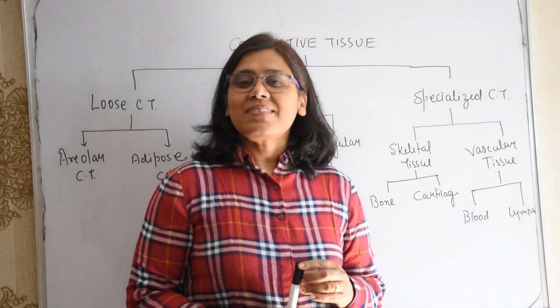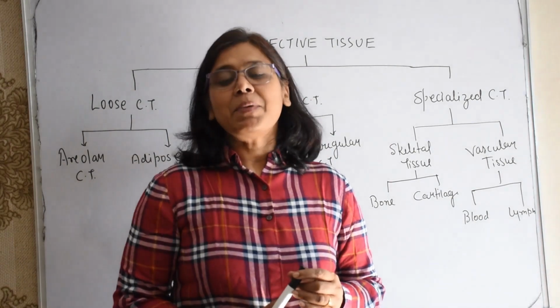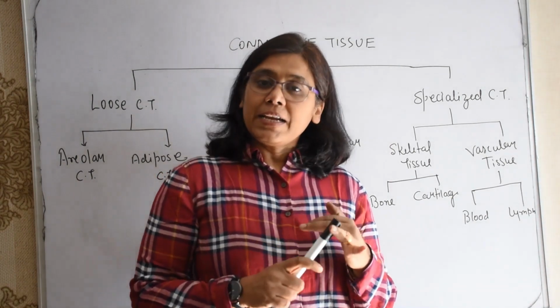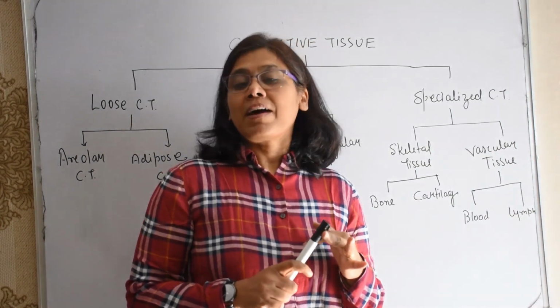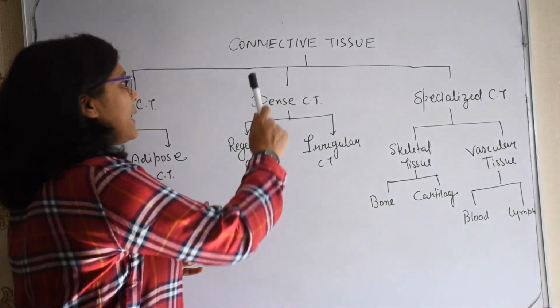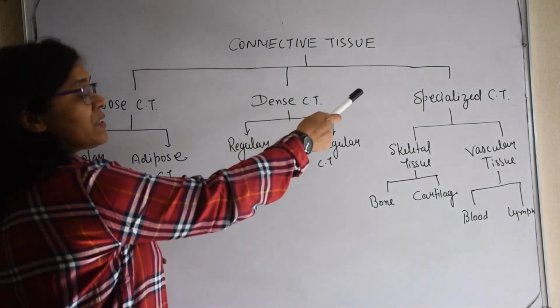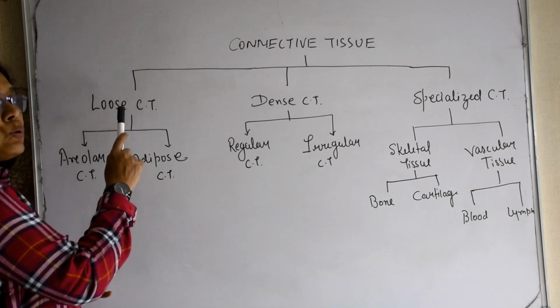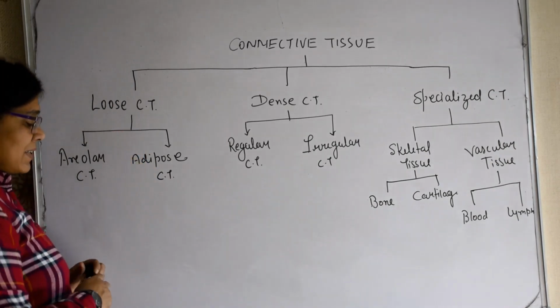Connective tissue is classified into different types based on its components like matrix, connective tissue cells and the fibers. Based on these components, connective tissue is classified into three types. In loose connective tissue, fibers and the cells are loosely arranged in the matrix.